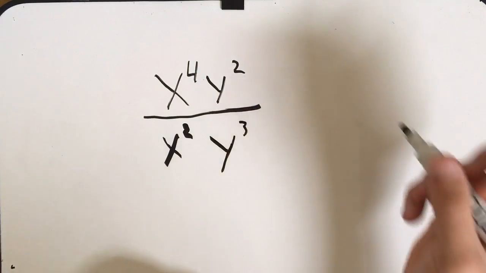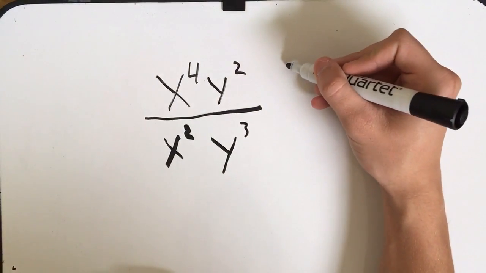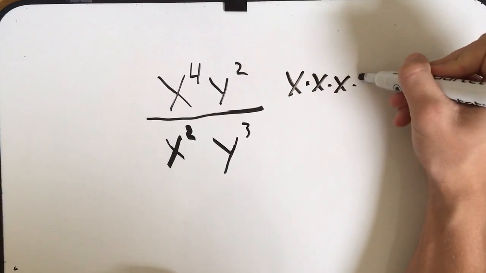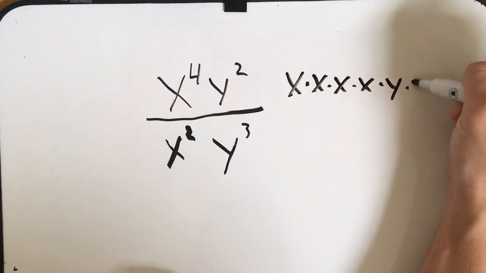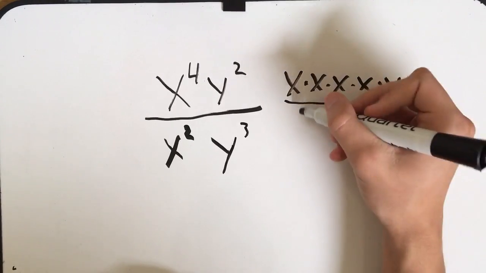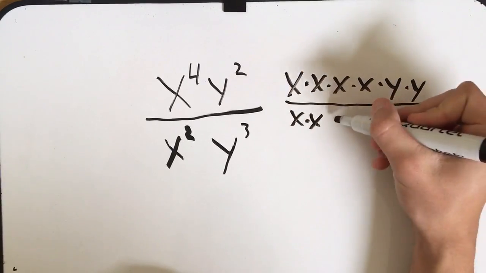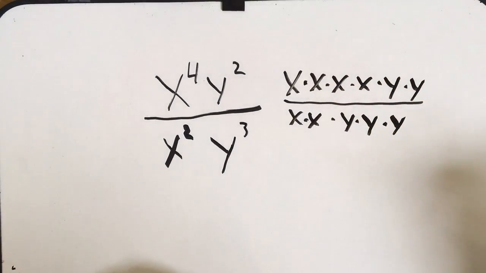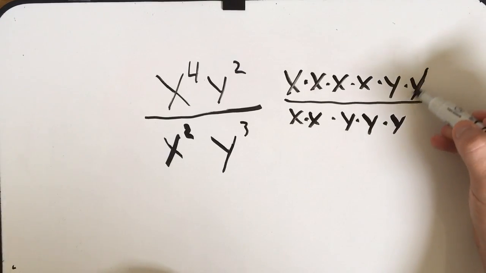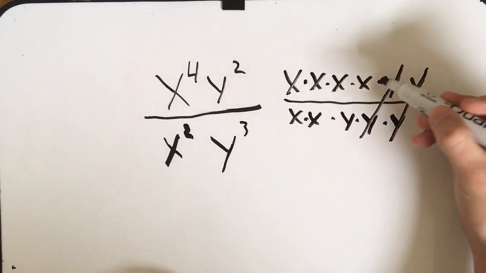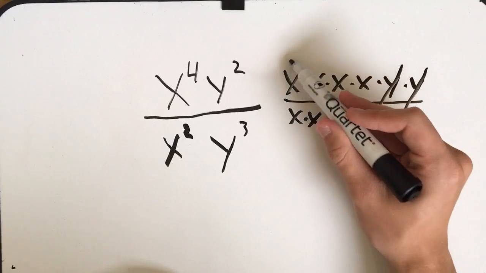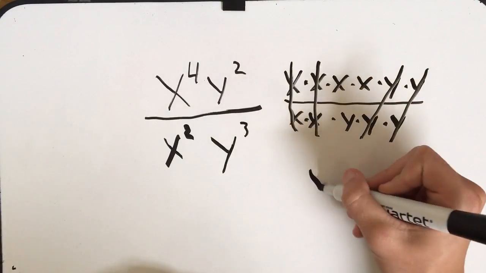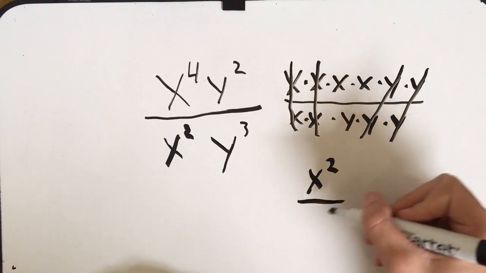So let's make this a little bit easier to understand. What's basically happening is it's x times x times x times x times y, all over x times x times y times y times y. Now what you want to do is cross off all the ones that match. So that will leave you with x to the 2 over y.